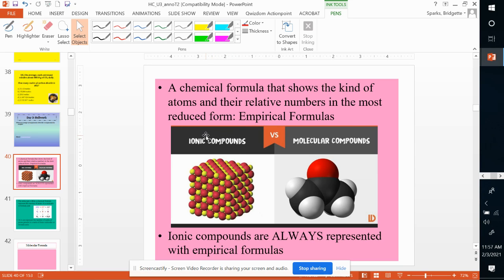Right, so today's lesson is on empirical formulas. An empirical formula is a chemical formula that shows the kinds of atoms and their relative numbers in the most reduced form. Now, ionic compounds are always represented in empirical formula form because, remember, they exist as three-dimensional lattice structures, as we see to the left, right?